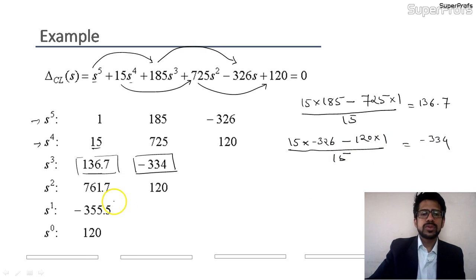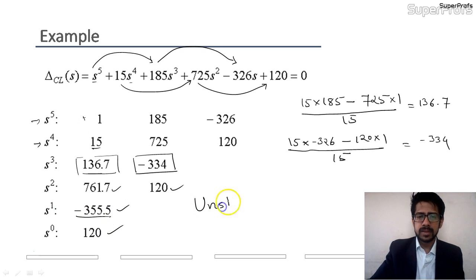This is how you keep on going and keep on calculating the rest of the terms, until you get the final value for s raised to 0. You will check the signs of all the terms. As you can see, all signs are positive except for the row s raised to 1, and hence the system is unstable. If the signs would have been the same, the system would have been stable.